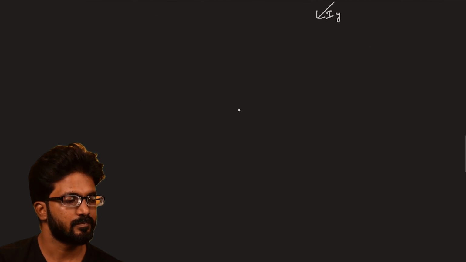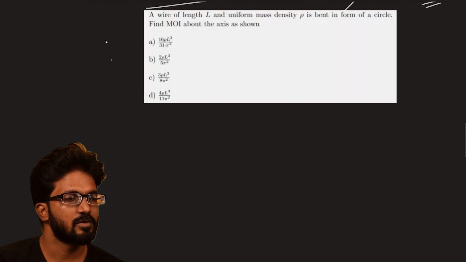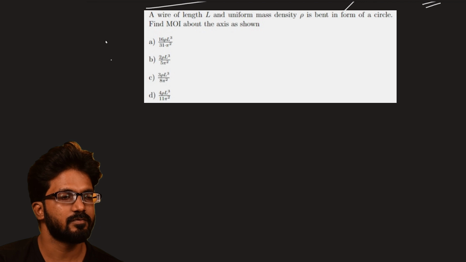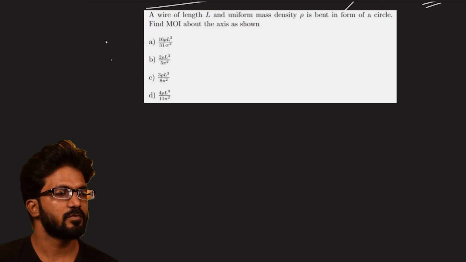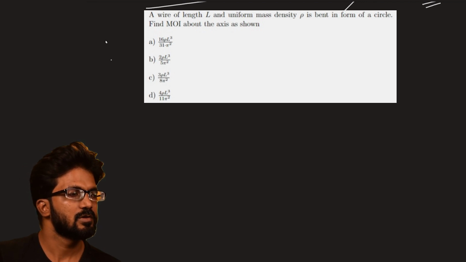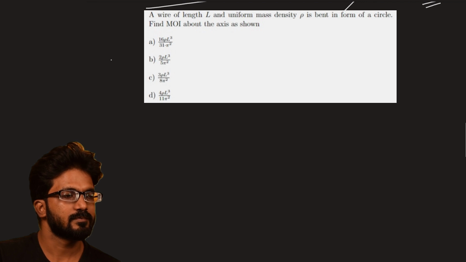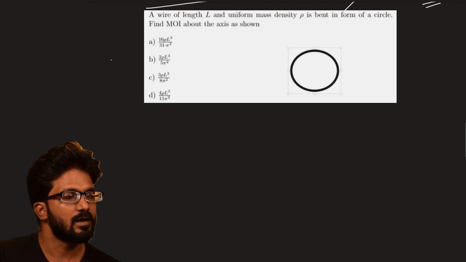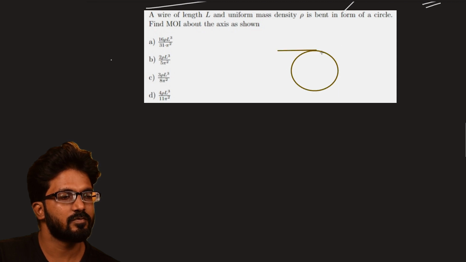Let's solve a question now. A wire of length L and uniform mass density ρ is bent in the form of a circle. Find the moment of inertia about an axis as shown. So the figure would be like this. There would be this circular wire of length L, and the axis that we are going to find out is this one.